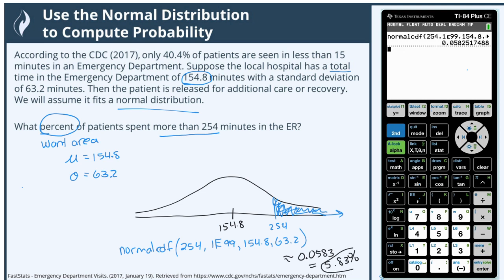Okay, so I want to answer the question based on the question. If they asked what is the probability, I would leave it in decimal form. If it didn't ask me for percentage, if it just asked for area, I'd probably leave it in decimal form. But because it's asking for percentage, we want to convert it. So always answer the question based on how they ask for it. Make sure you check your rounding rule too.